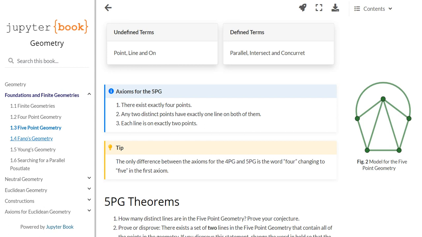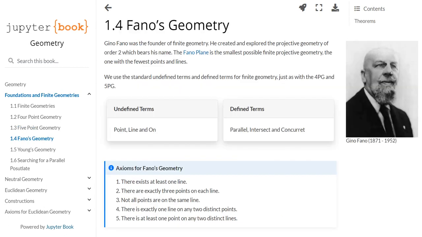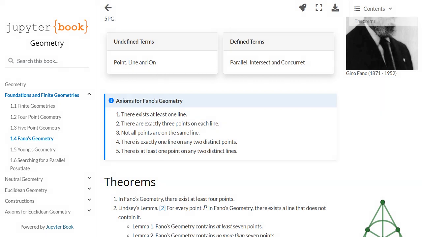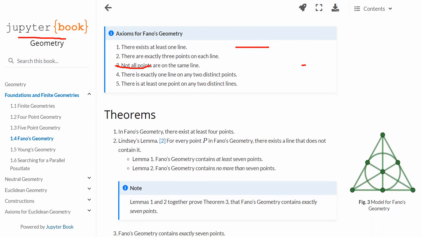The next one is really interesting. So Fano's geometry, named for Gino Fano, and it starts the same way. We have the same undefined terms and defined terms. Parallel, intersect, and concurrent. Oops, I've got a typo there that hopefully by the time you look at this in the textbook, we'll have this fixed. Point, line, and on are undefined terms. Okay, so now notice, and let me scroll down just slightly so you can see the model while we're looking at this.